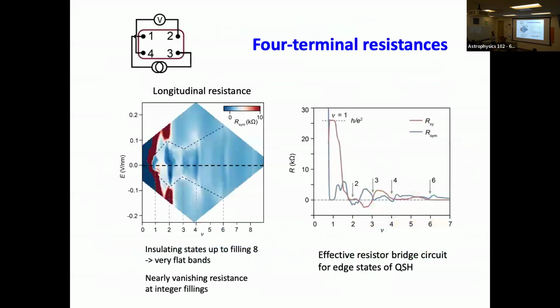Yeah, I should wrap up quickly. Now we can actually come back to the 4-terminal resistance again. Now it sort of explains why, for all these 2, 3, 4, 6 states, we have nearly vanishing both Rx and Rxy. The reason is that these states are quantum spin Hall insulators, so the effective circuit here is basically like a resistor bridge circuit for the edge states. And so we get nearly vanishing Hall response and also longitudinal response for these states.